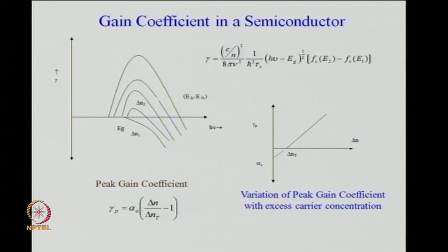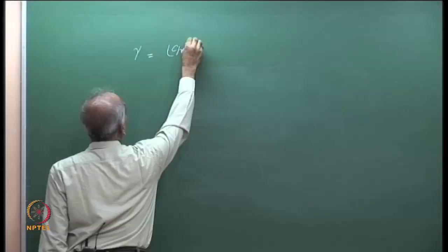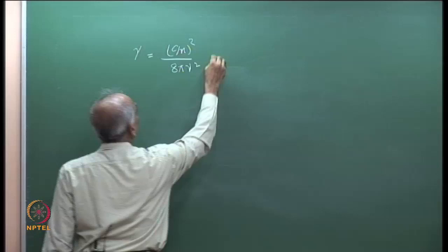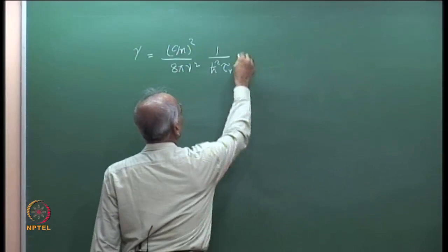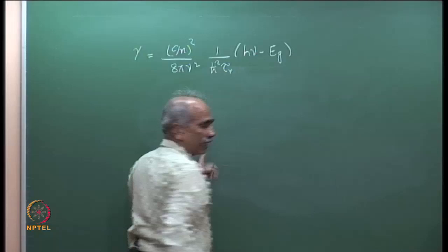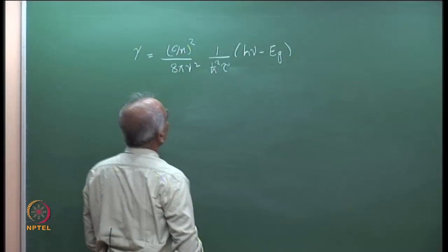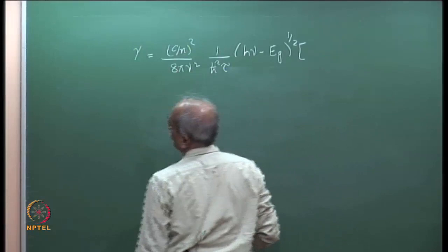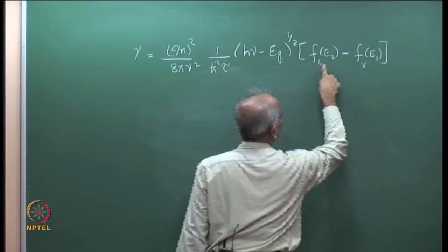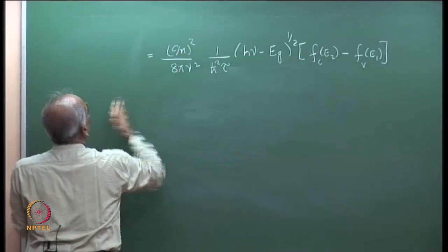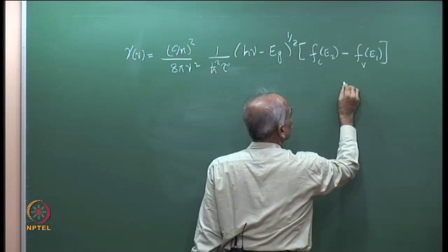We have got this expression for gain coefficient, gamma is equal to C by N whole square 8 pi mu square into 1 over h cross square tau r, actually h cross square tau, we had used tau there, so let me not write tau r, h cross square tau, h nu minus Eg to the power half into Fc of E2, it is in quasi equilibrium, and Fv of E1. E2 is a level such that this is for gamma of nu, gain coefficient gamma of nu. And E2 and E1 are such that h nu is equal to E2 minus E1.